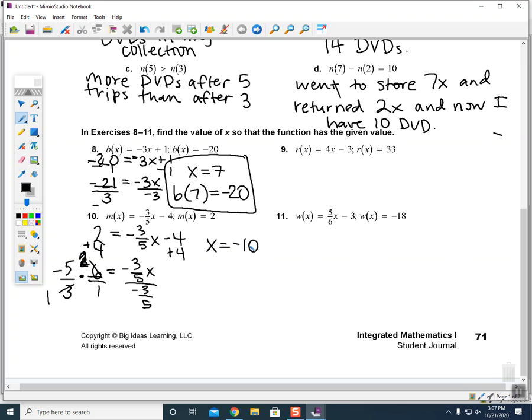Or m of negative 10 equals 2. Either way.